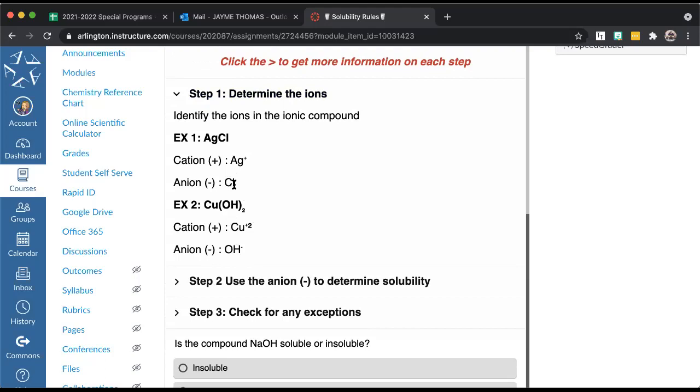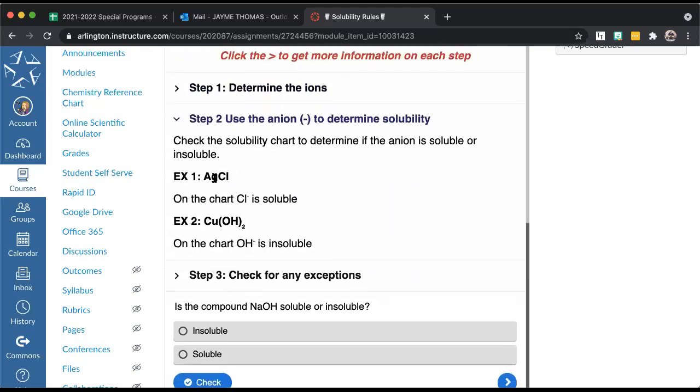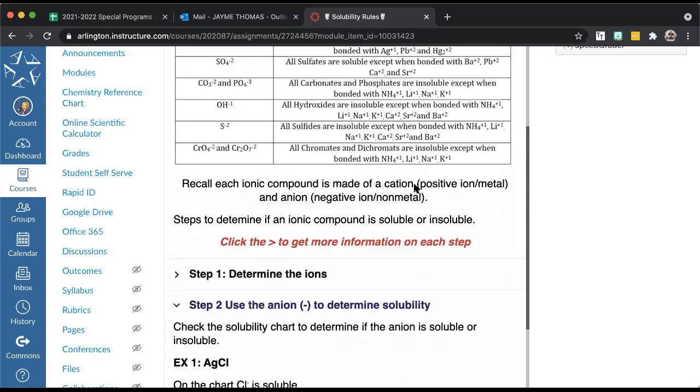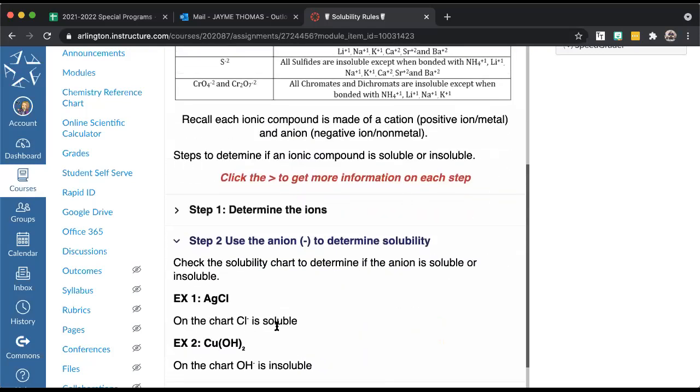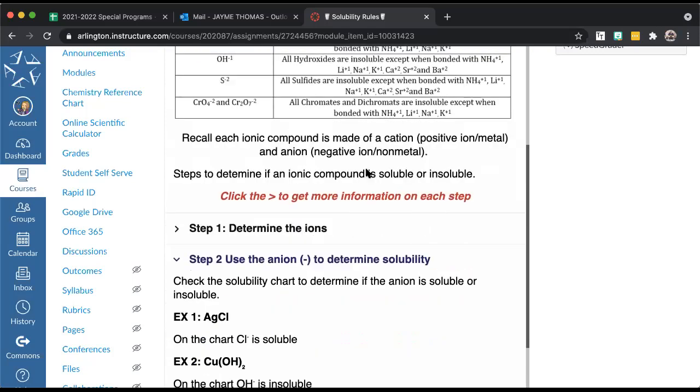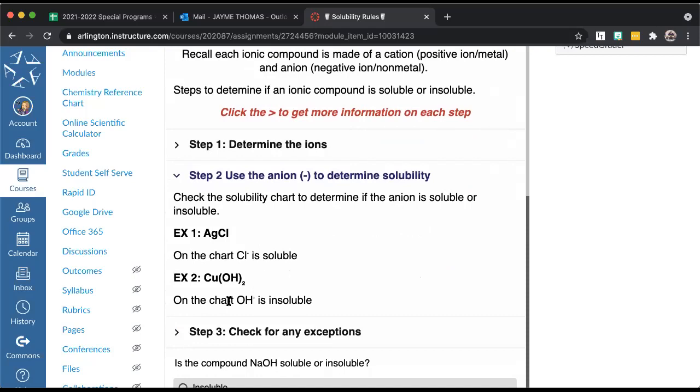So then step two, you look at the anion. For the first one, we need to look at chloride. For the second one, we need to look at hydroxide. If we come back up here to the chart, chloride is right here on the third row. And the rule says all chlorides, bromides, and iodides are soluble. So normally chloride is soluble. We look at the hydroxide, OH, here it is right here. All hydroxides normally are insoluble. So that's the basic rule: normally chloride is soluble and normally hydroxide is insoluble.